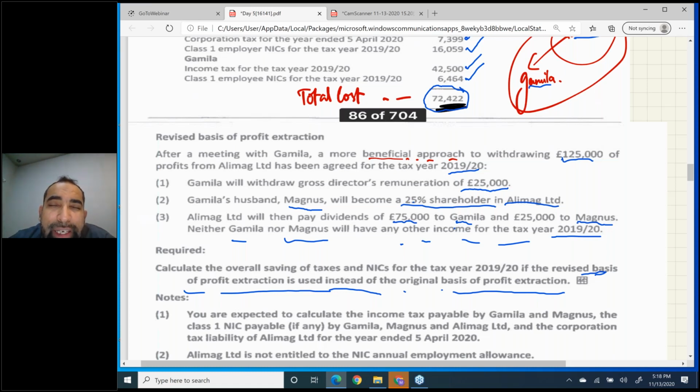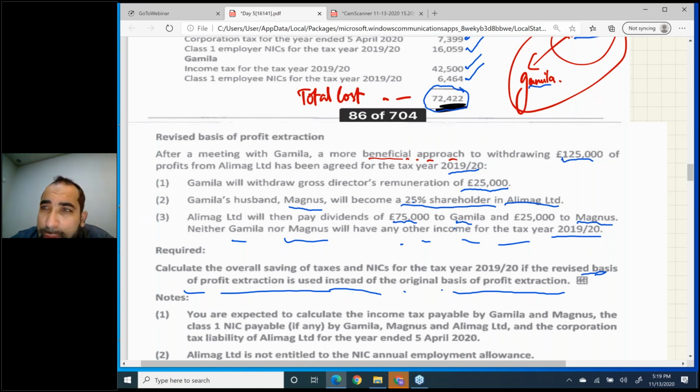And you will do that kiddish tax computation which we did in the first 30 minutes of day one, ANI and all that stuff which I taught you. You have to do that for Jamila. And for Magnus you have to do the same, but luckily Magnus does not have any other income. He just has dividend income of 25,000. Okay, so this way you have to do it, right?